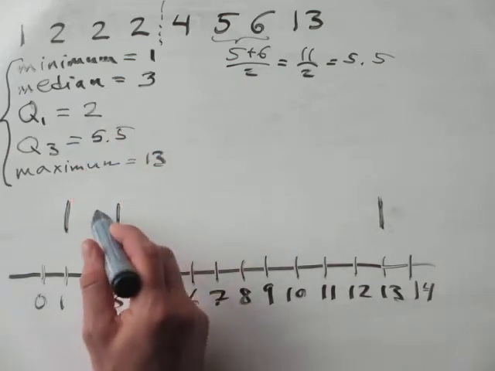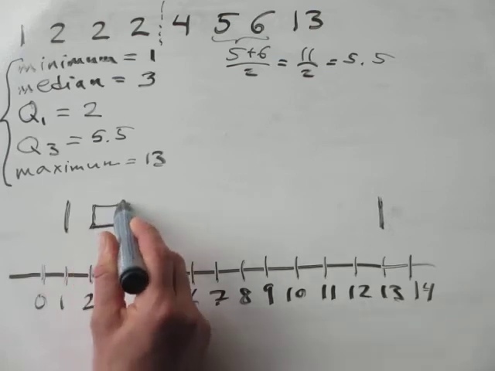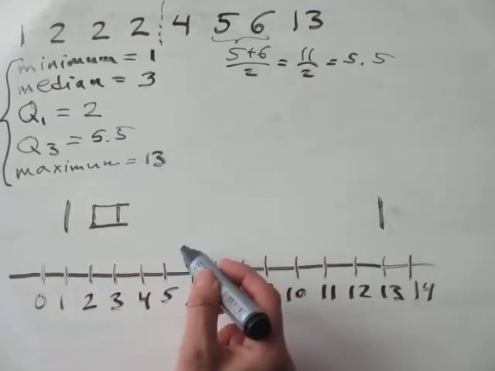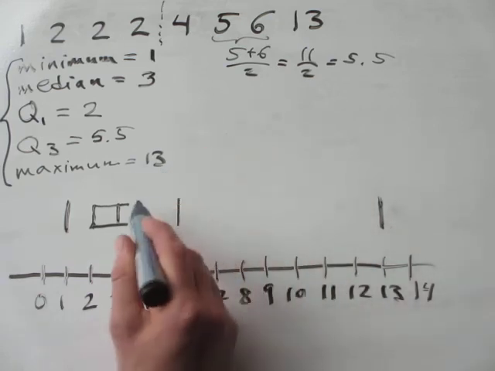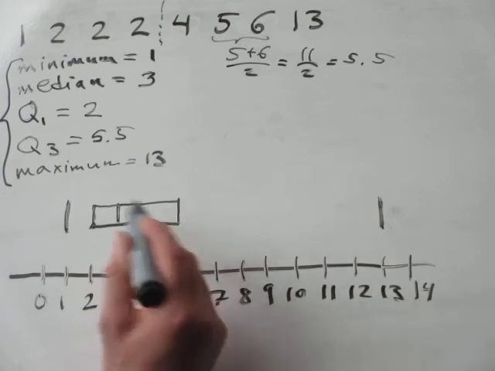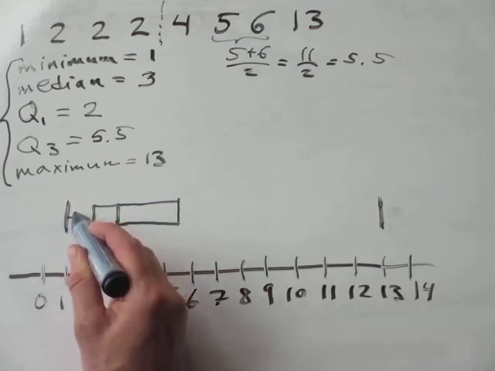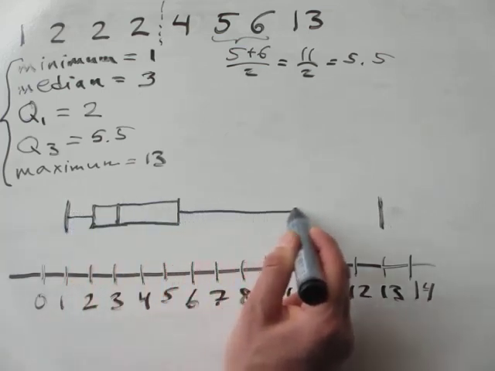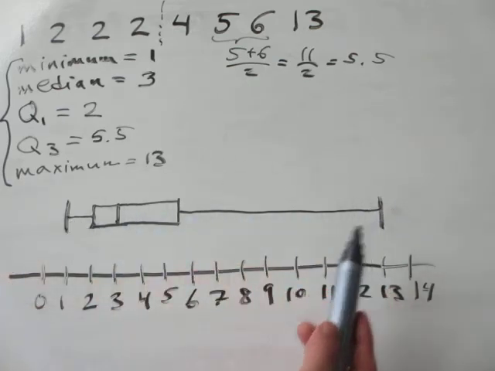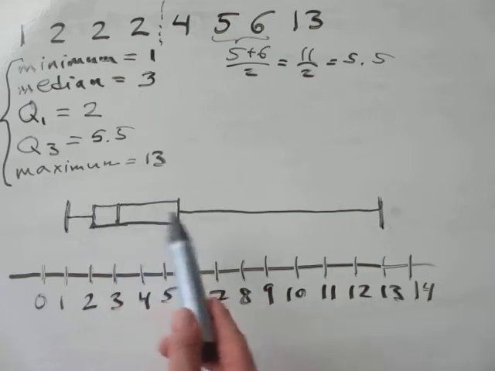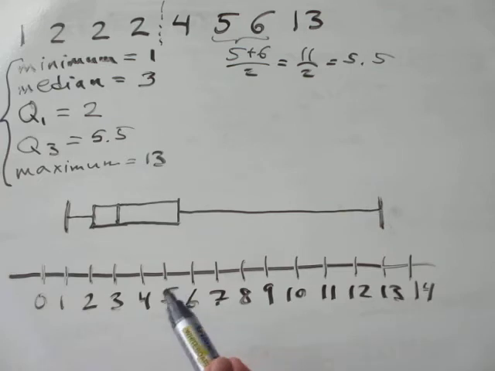Q1 is 2. So we draw another line here. Now we are forming the box. Q3 was 5.5. So here, 5.5. That's where we stop the box. I will explain soon what this means. But here we now draw some lines to connect to the lowest value and the greatest value. This is why it's called a box and whisker plot. You have a box here, and you should think of these as small whiskers on a cat.